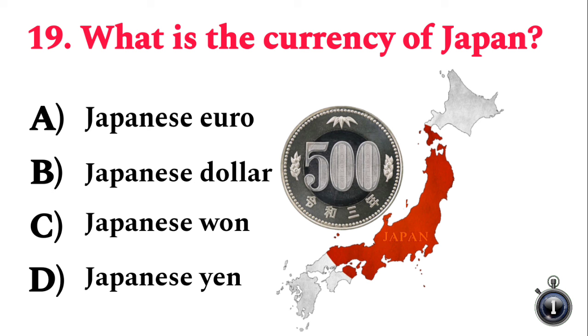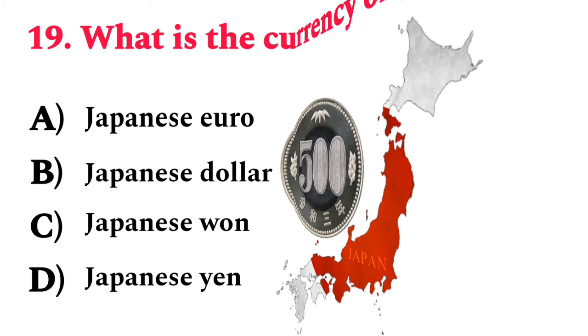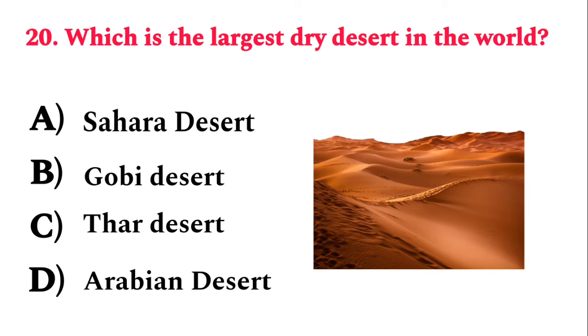Correct answer option D, Japanese yen. Question number 20, which is the largest dry desert in the world? Correct answer option A, Sahara Desert. It's located in South Africa.